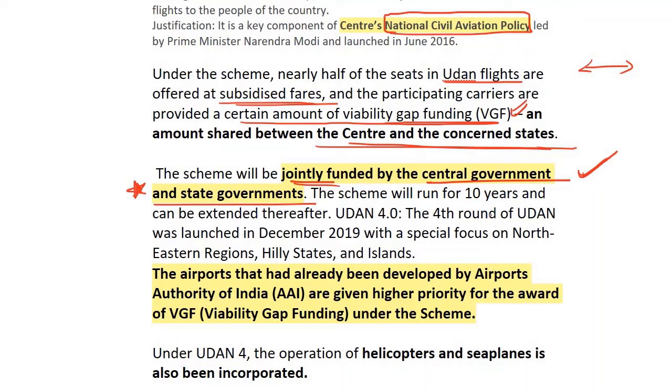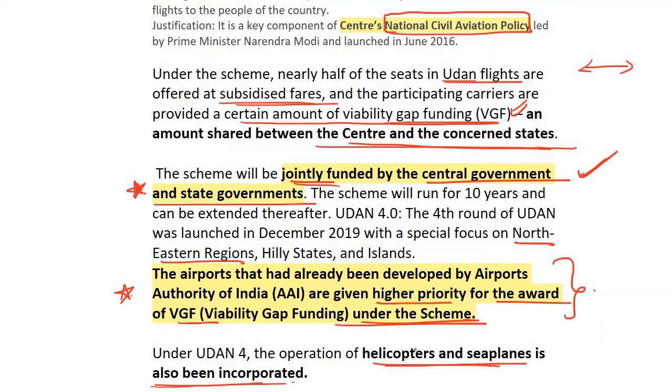And हाँ, ये fourth round of Udaan जो है December 2019 में लॉन्च हुआ था with special focus on north eastern regions. All right. अब एक important point यहाँ ये है, the airports that had already been developed by the Airports Authority of India are given higher priority for the award of this viability gap funding under the scheme. Okay, this is important. And then under Udaan 4, the operation of helicopters and seaplanes has also been incorporated. अब इस scheme के अंदर helicopters and seaplanes have also been incorporated.